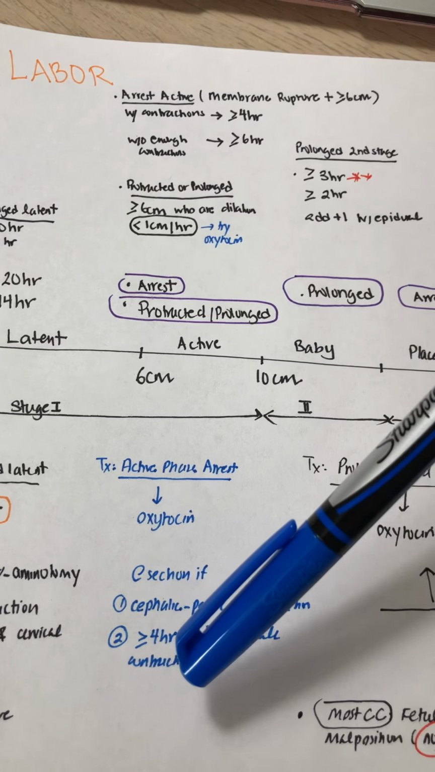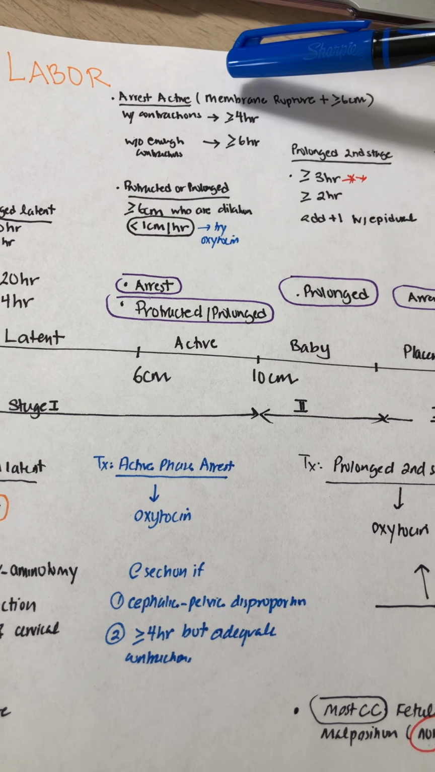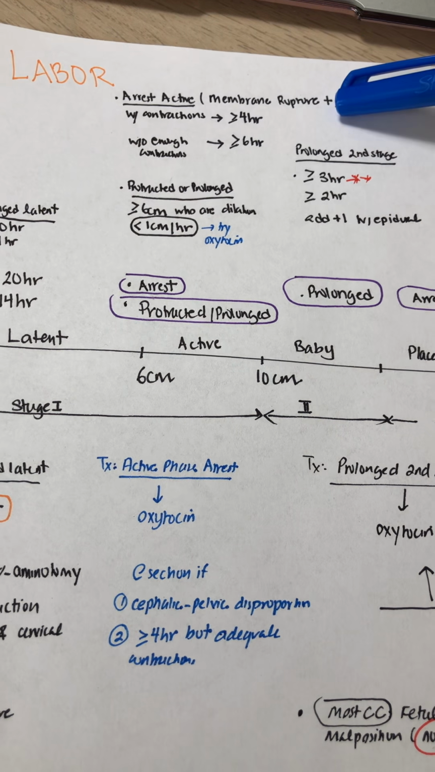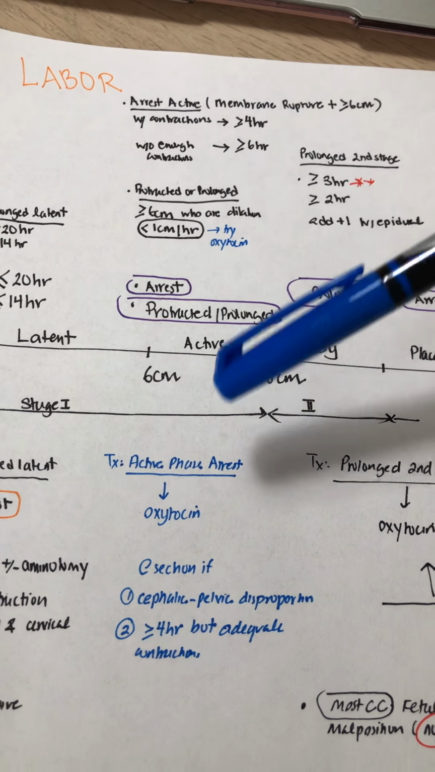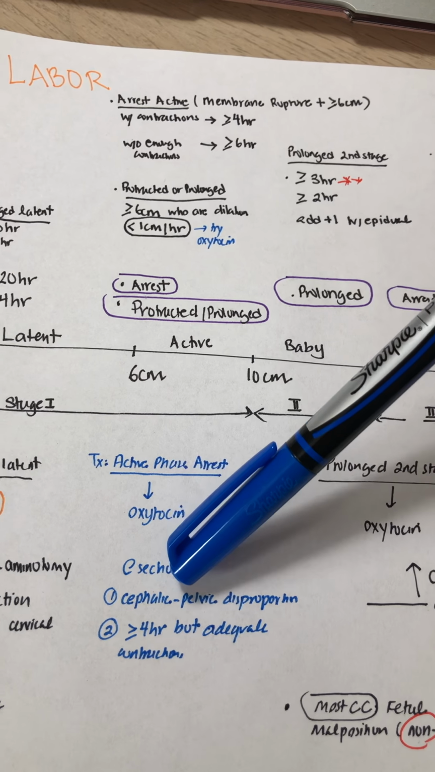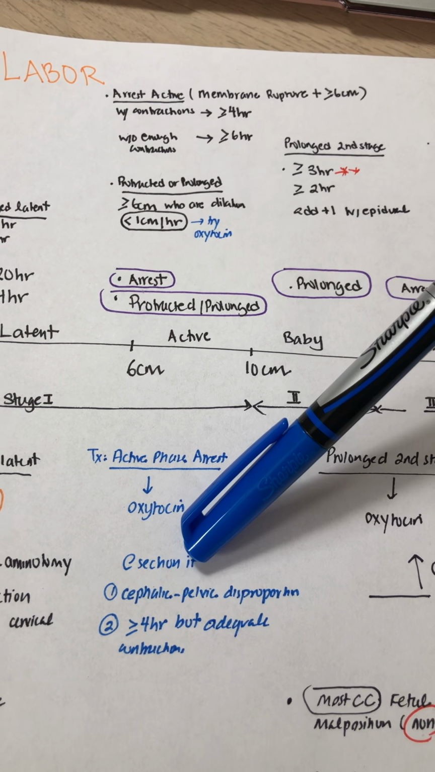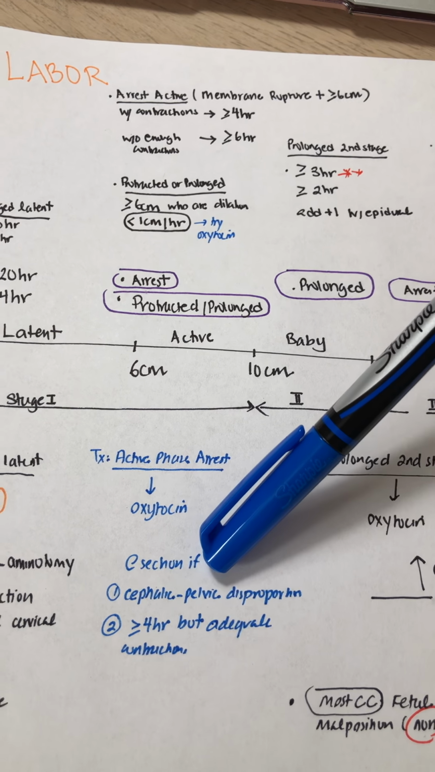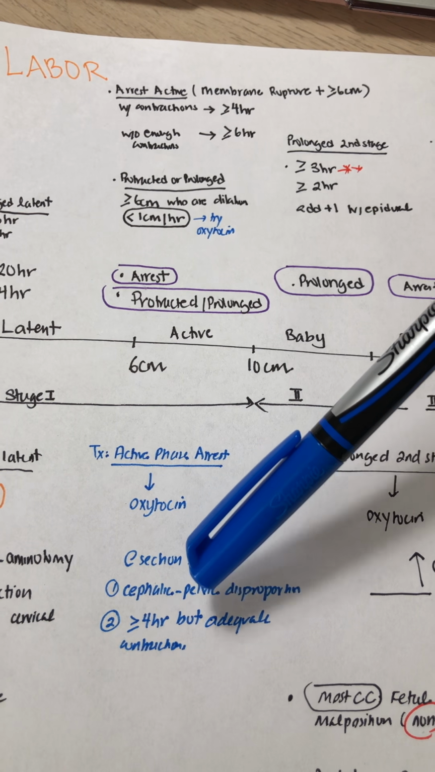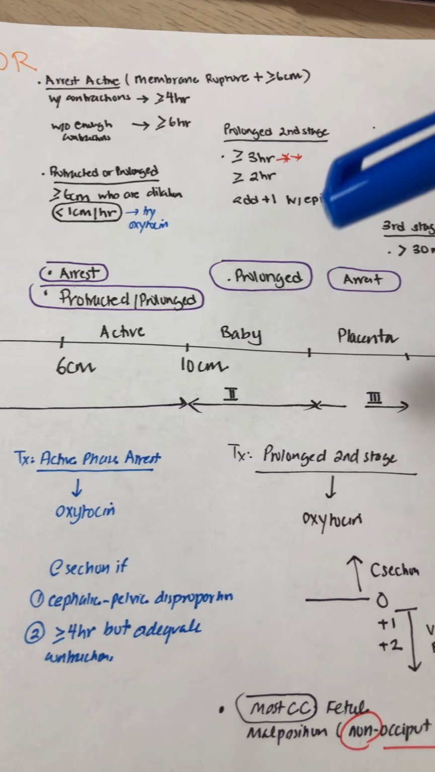For this arrest phase, the first thing you do is check if it's actually an arrest: membrane rupture, more than 6 centimeter, 4 hours, 6 hours. Then you have 2 choices, oxytocin or C-section. Oxytocin if there is not enough contraction. C-section if you already gave oxytocin, or the mom has cephalopelvic disproportion, or the mom already has enough contraction.